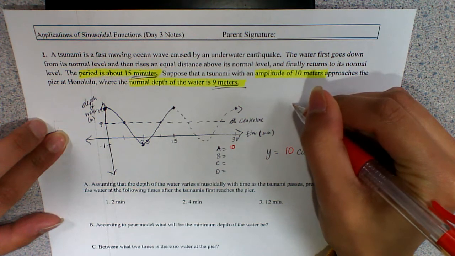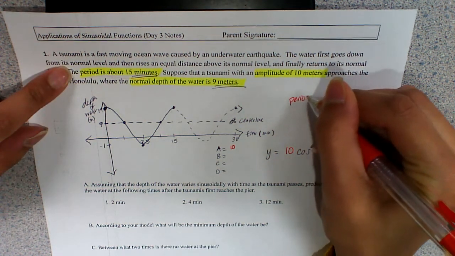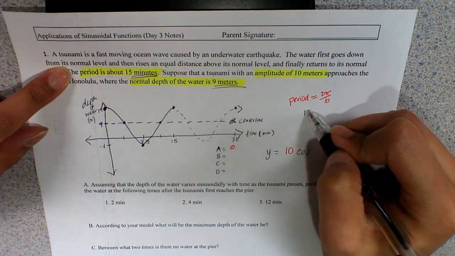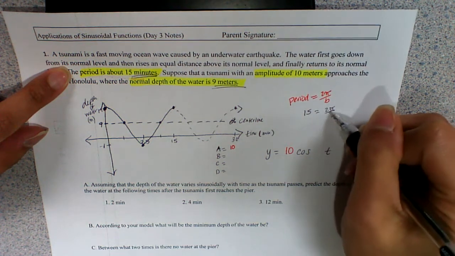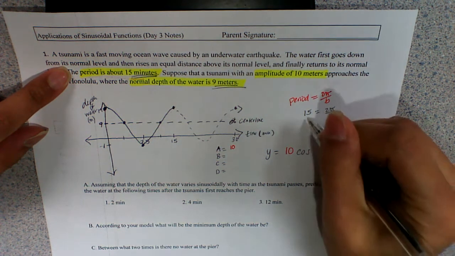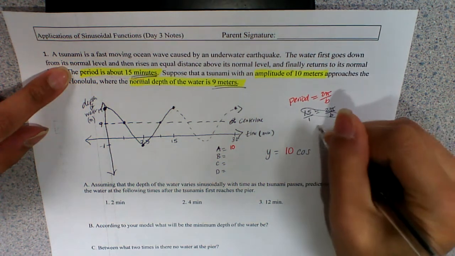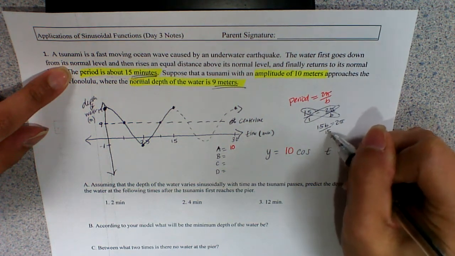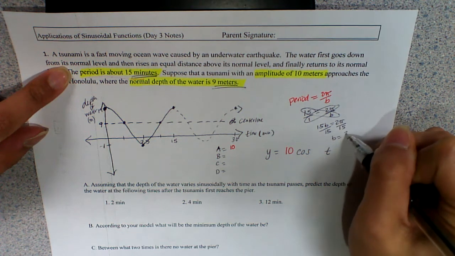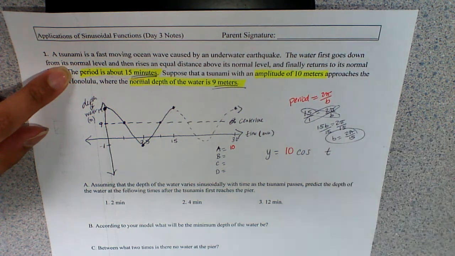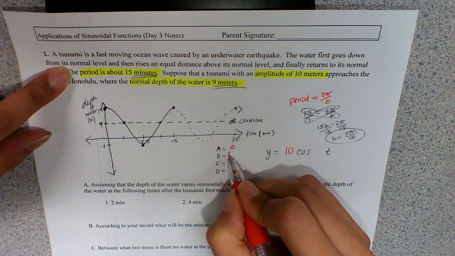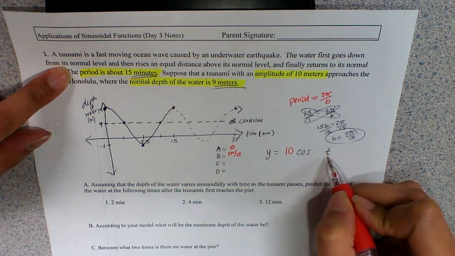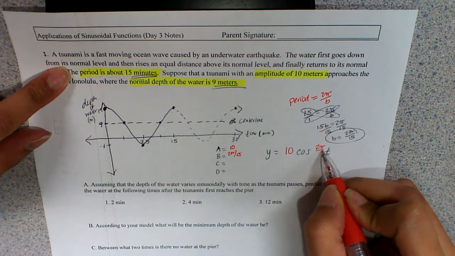And remember, to find B, knowing the period, you can always use this formula. Period equals 2 pi over B. Let me plug in the period, which is 15 minutes. Set it equal to 2 pi over B so I can solve for B. So I'm going to put 15 over 1 so that I can cross multiply to give me 15B equals 2 pi. And I'm going to divide by 15. And so B equals 2 pi over 15. Now that does not simplify, so I'm going to leave it just like that. 2 pi over 15. And remember, that goes right between cos and your angle, in this case, t. So right over here, 2 pi over 15.